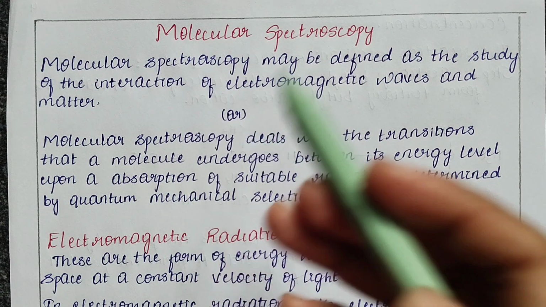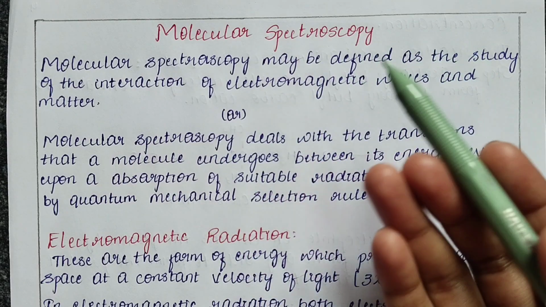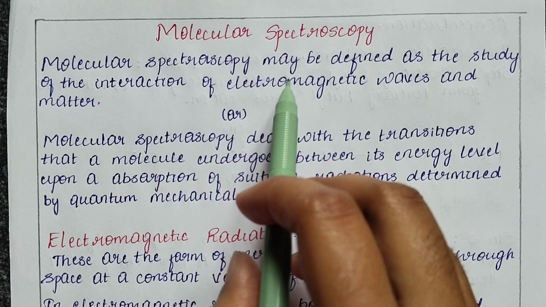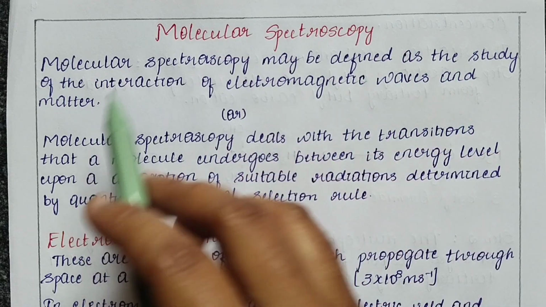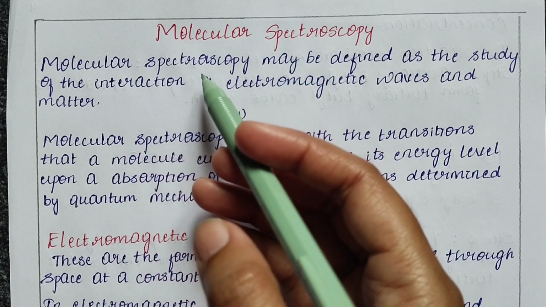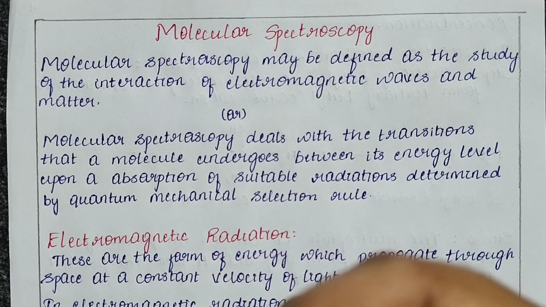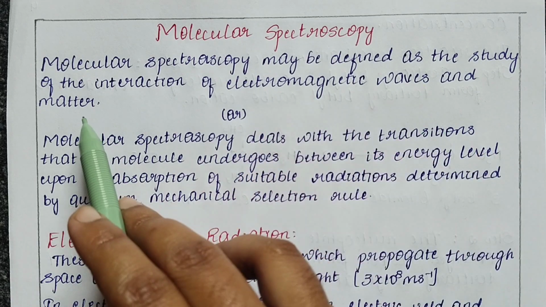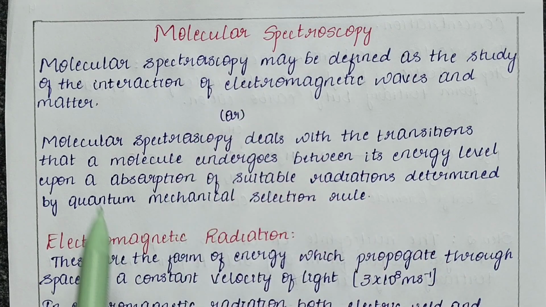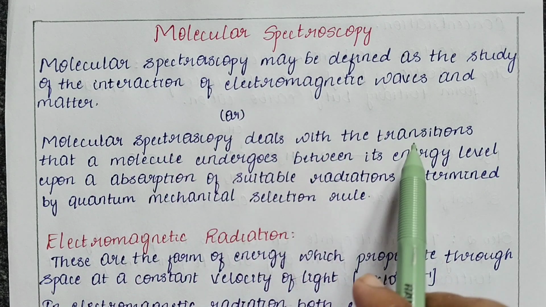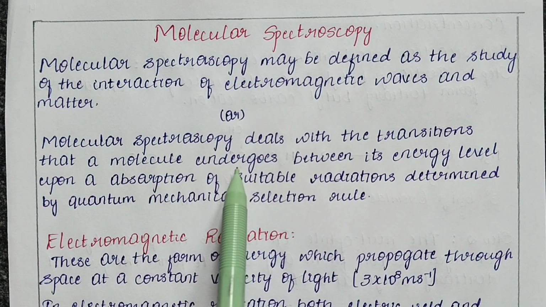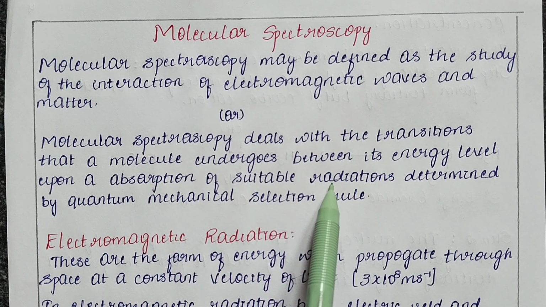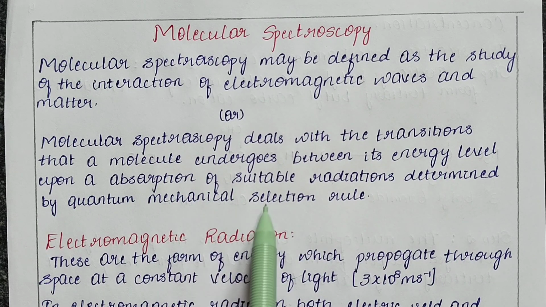So now let us see the definition. What does molecular spectroscopy mean? Molecular spectroscopy may be defined as the study of the interaction of electromagnetic waves and matter. So simply, molecular spectroscopy can be defined as the study which involves interaction between an electromagnetic wave and matter. Or it can also be stated as molecular spectroscopy deals with the transition that a molecule undergoes between its energy levels upon absorption of suitable radiations, determined by the quantum mechanical selection rule.